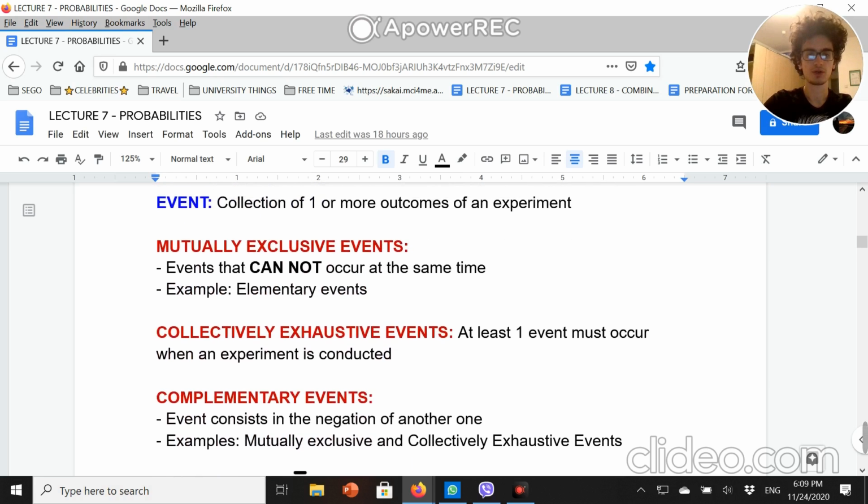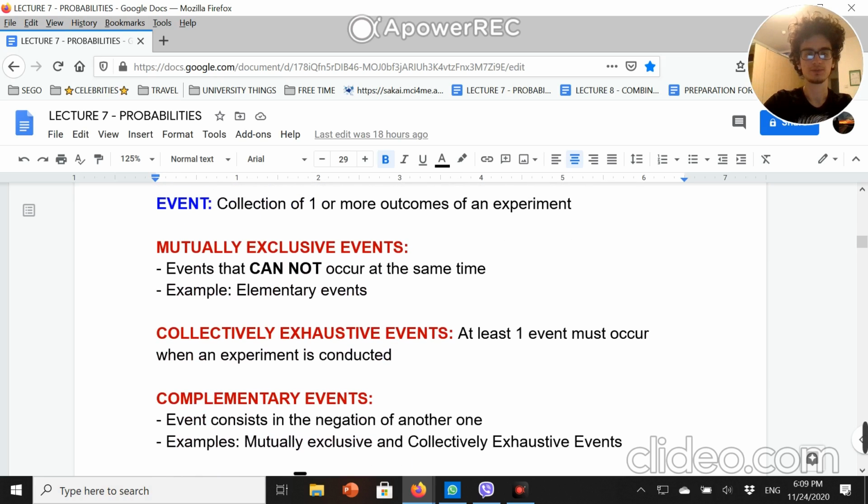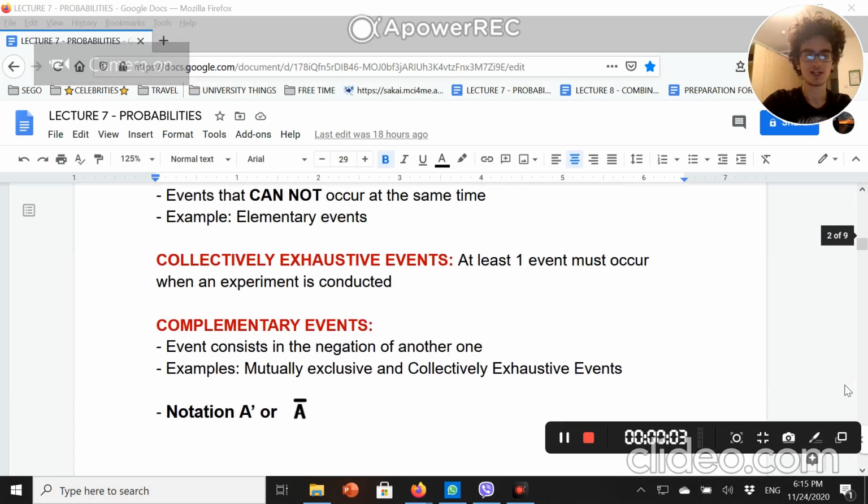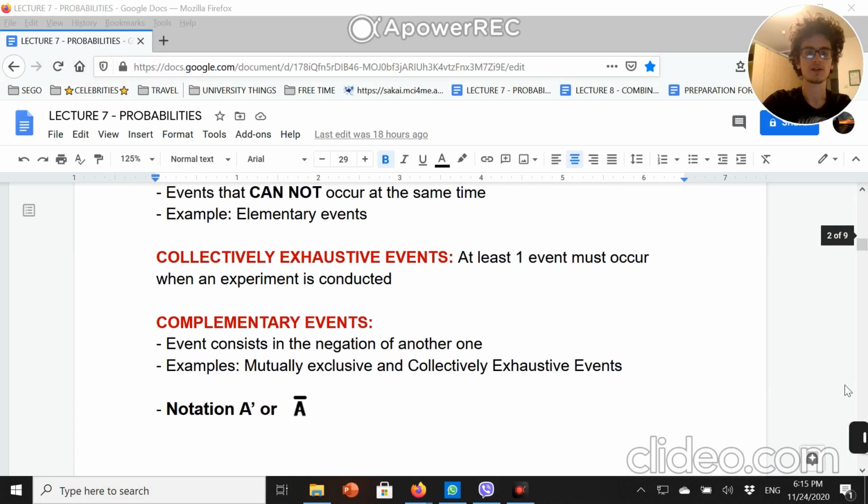And now three really important ones. Mutually exclusive events are events that cannot occur at the same time, for example elementary events. We will see in the example what they actually are. Collectively exhaustive events: at least one event must occur when an experiment is conducted. Complementary events consist in the negation of another one.